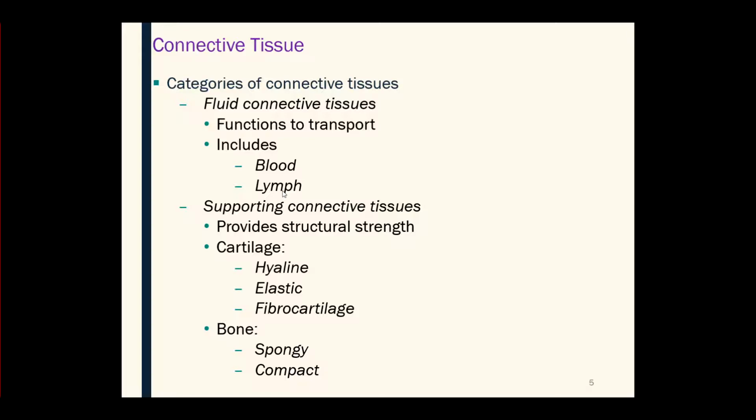Finally, the third category of connective tissue is the supporting connective tissues. And this is going to give us structure, structural strength. We're going to see that that is made up of cartilage and bone. Cartilage has three types: hyaline cartilage, elastic cartilage, and fibrocartilage. Again, I do those in a separate lesson. We're not going to cover those now. And then we're also going to look at bone, of which there are two types, spongy and compact. Again, that's in a future lesson.